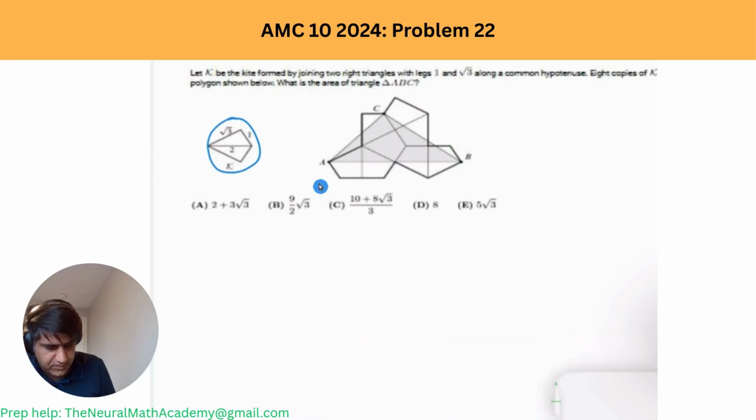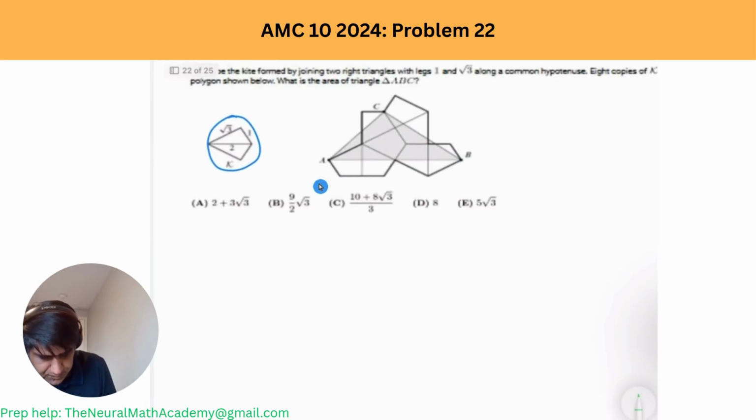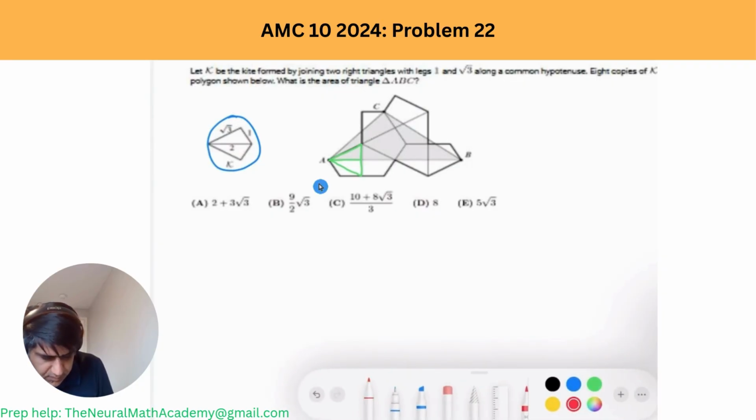So to get the base, we can see that this is an equilateral triangle, right? So this length that I am turning into red is the height of this equilateral triangle. And we know from this kite that this is square root of 3, this is square root of 3, and then this is an equilateral triangle, so this is also square root of 3.